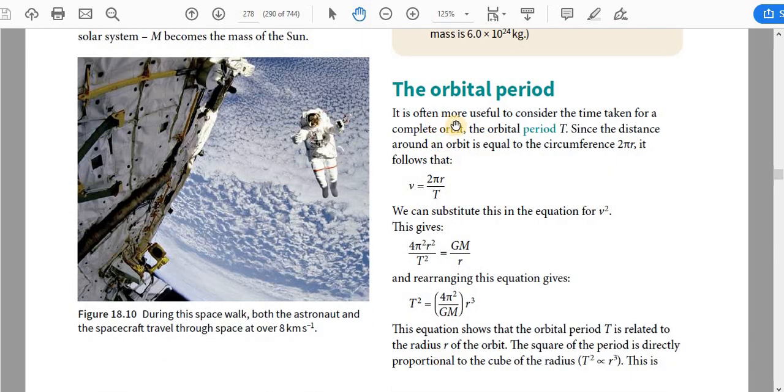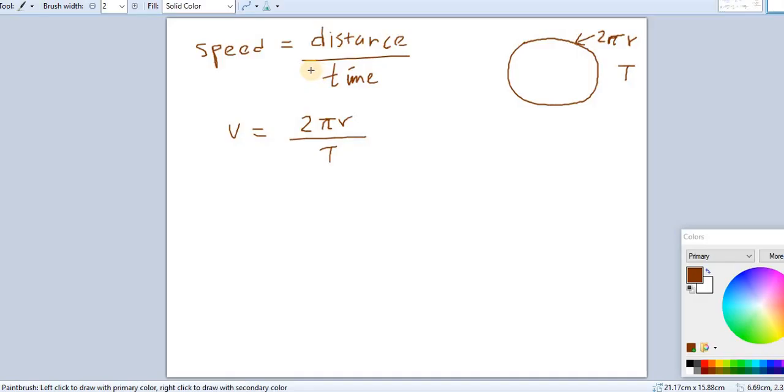It is often more useful to consider the time taken for a complete orbit, the orbital period T. Since the distance around an orbit is equal to the circumference 2πr, it follows that now you are getting this equation from the circumference and the time to go around the circle. Okay, you know speed is distance over time. So we are using the equation speed is distance over time.